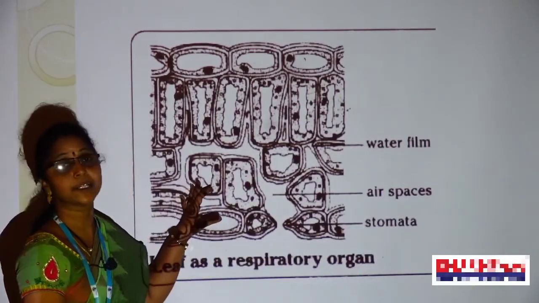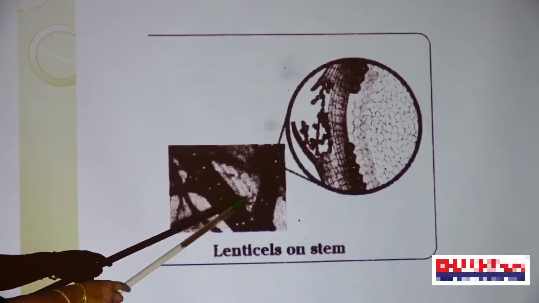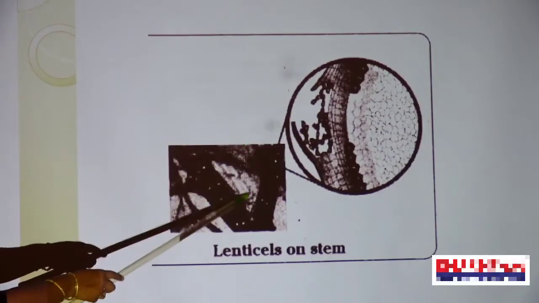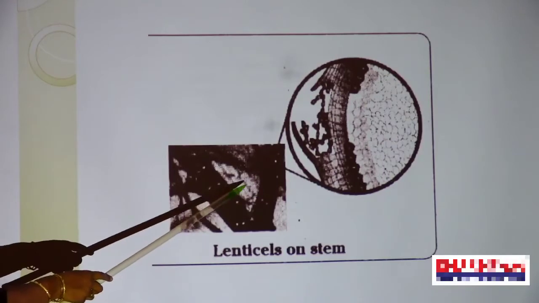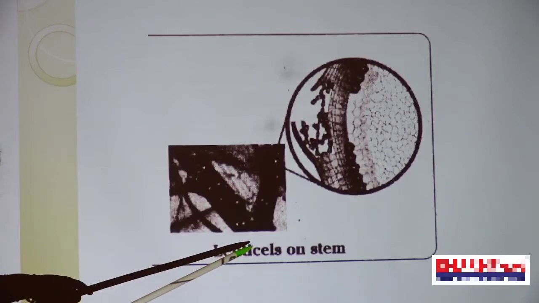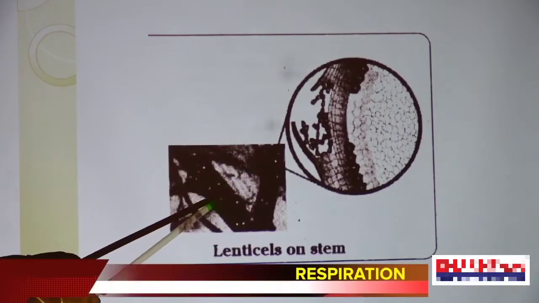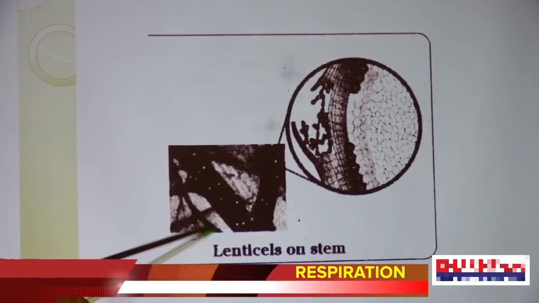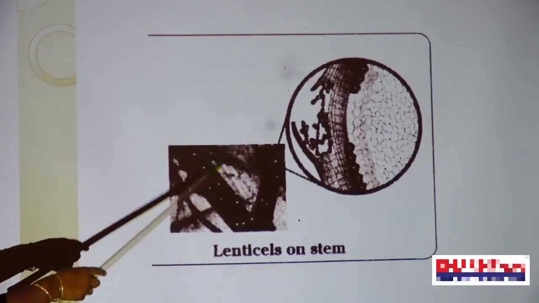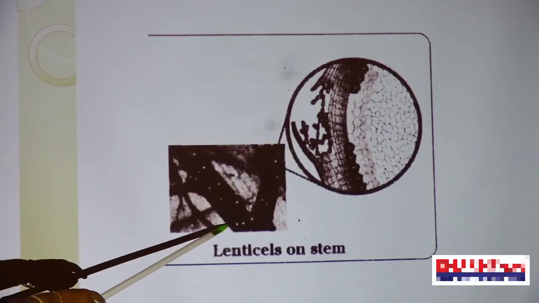See, this is the diagram. This is called lenticels. On the stem, like stomata, the respiratory organs are present. Through this, the respiration process occurs. Especially, in what type of plants can we see lenticels on the stem? Xerophytes. In desert areas, the leaves are absent. The leaves are reduced into spines or thorn-like structures. In these plants, the respiration process occurs through lenticels.